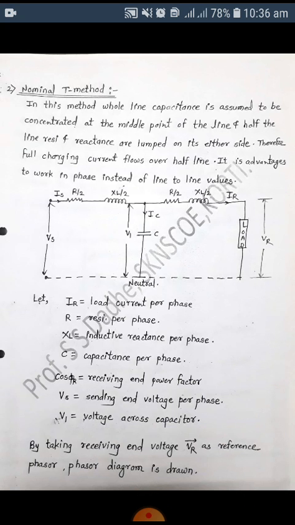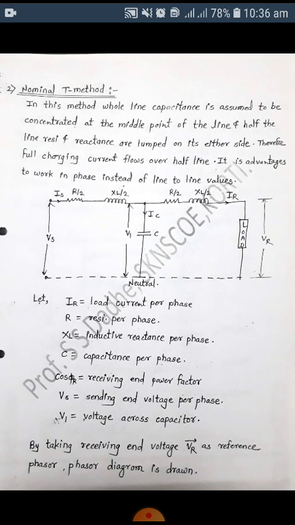Now in this session we are going to discuss the important topic performance of transmission line, which is from power system 2. Friends, as we know that there are three different methods available for the analysis of medium transmission line. Those methods are end condenser method, nominal T method and nominal pi method. Now in this particular session we are focusing on the nominal T method for the analysis of medium transmission line.